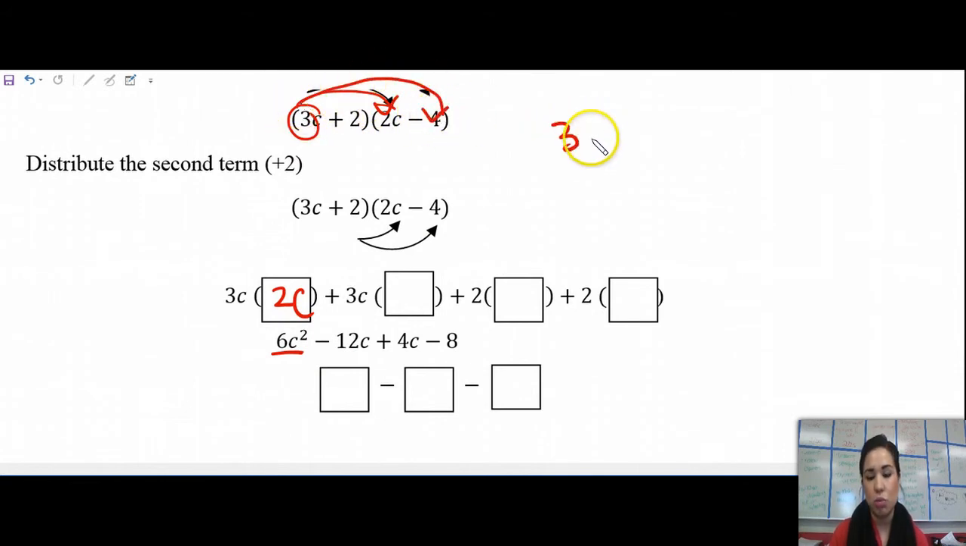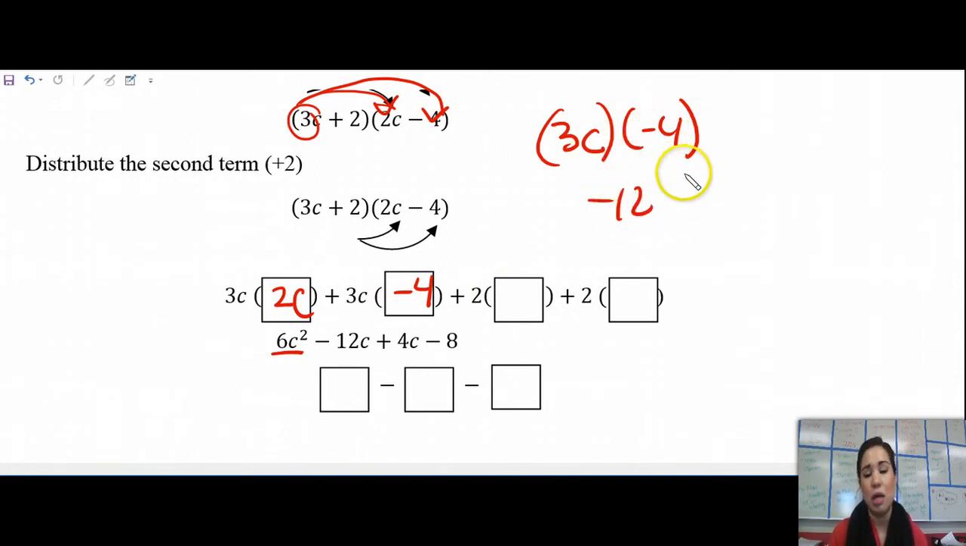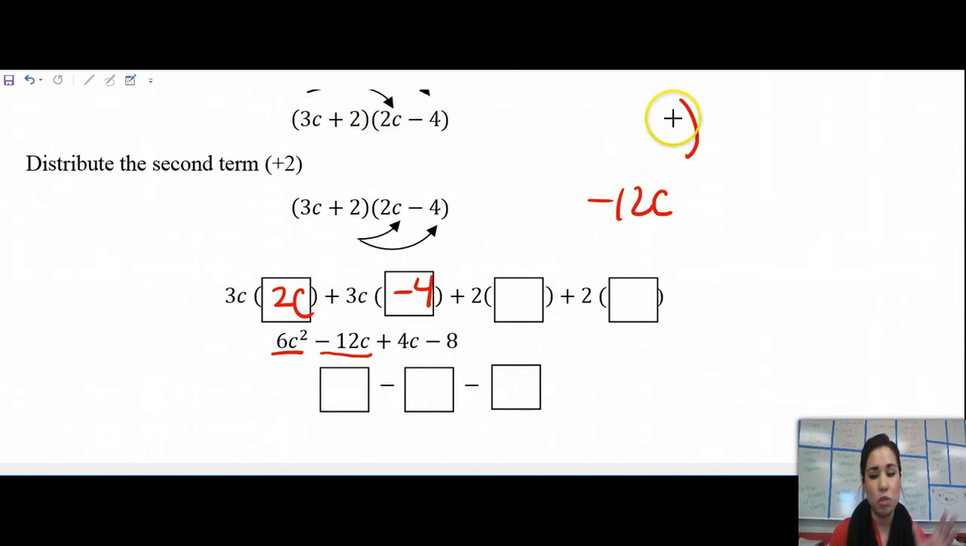That's going to be 3c times a negative 4. Let's see what that is. 3 times negative 4 is negative 12, and then the c has nothing to multiply by, so it's just going to be negative 12c. So I'm going to write here negative 12c. Okay, now the first term got multiplied by everything in the second one. Now let's do the second term times everything in the second binomial.